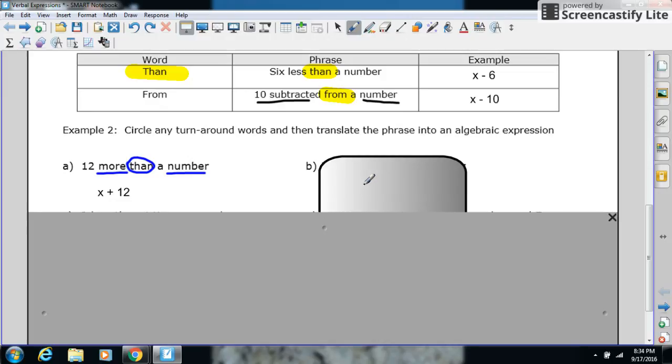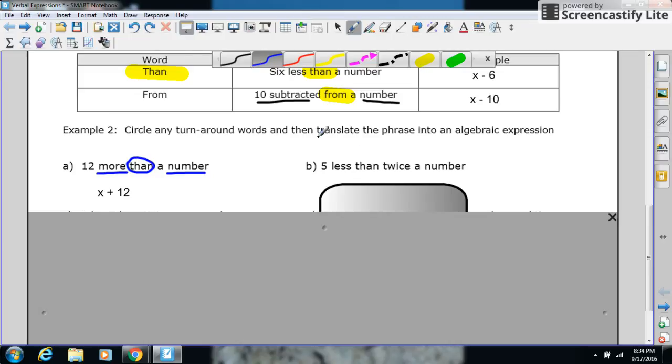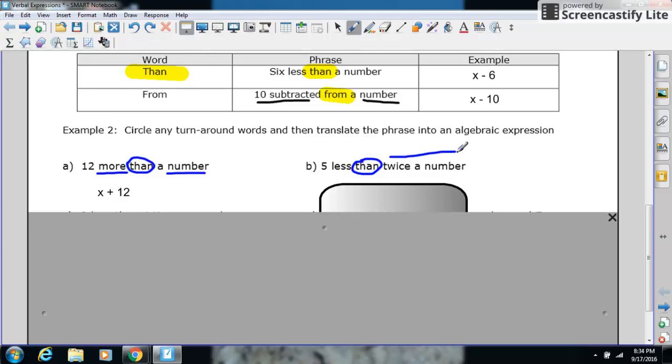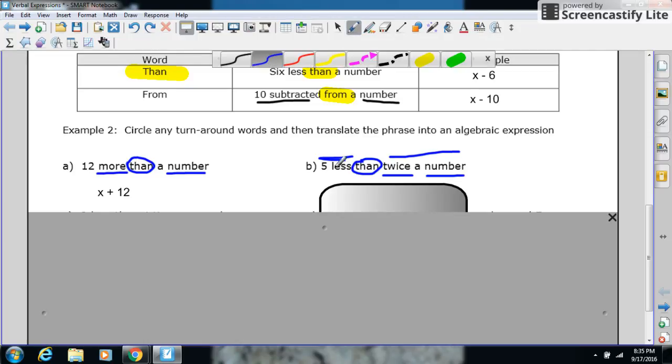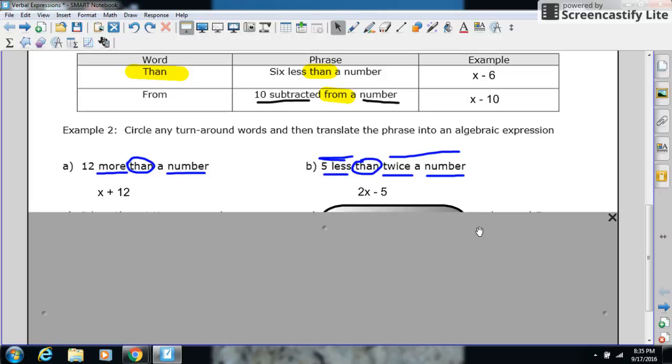All right, letter B, in this case, 5 less than twice a number. What's your turnaround phrase? I want that circled. The word than tells you you're going to write things, this will come first, this will come second. All right, twice a number. Twice means multiplication. 2 times a number is x, so it's going to be 2x less 5, would be 2x and a minus 5.